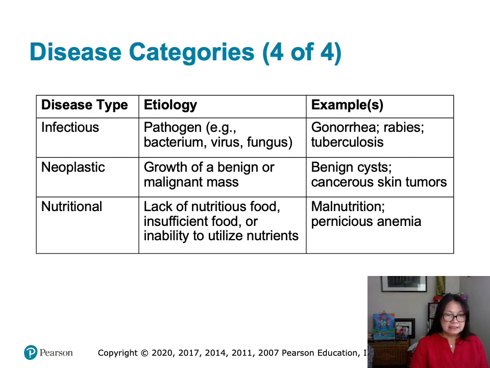A neoplastic disease is caused by the growth of either a benign non-cancerous mass or malignant cancerous mass. Examples include benign cysts and cancerous tumors of the skin. Finally, a nutritional disease is caused by a lack of nutritious food, insufficient food, or inability to utilize nutrients. Examples of nutritional diseases include malnutrition and pernicious anemia.